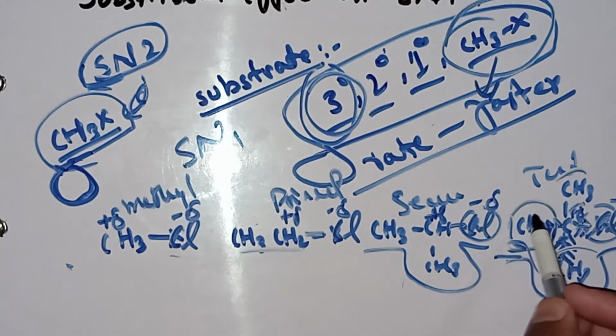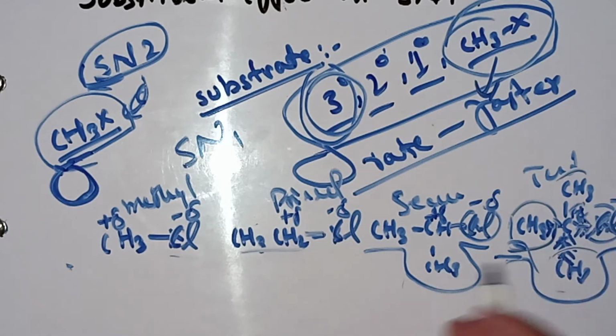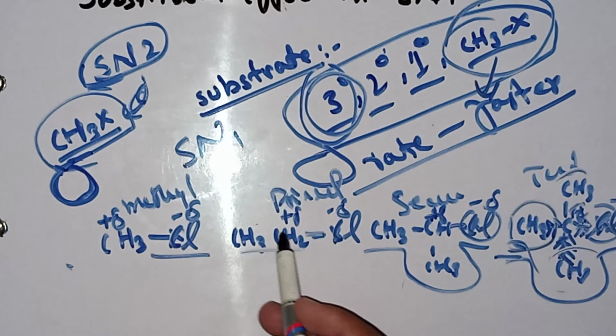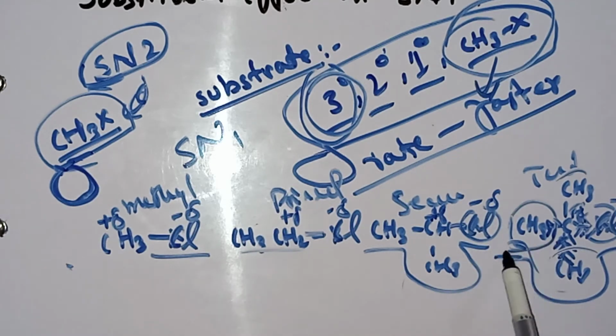So the more alkyl groups there are, the more the electron density on the electrophilic carbon increases. That's why the chloride ion, or you can say the leaving group, leaves the system easily. When it leaves, in all these cases a carbocation is established. But the tertiary carbocation is more stable, because three different alkyl groups, which are electron donating groups, are attached to the carbocation and stabilize it. That's why it becomes more stable.